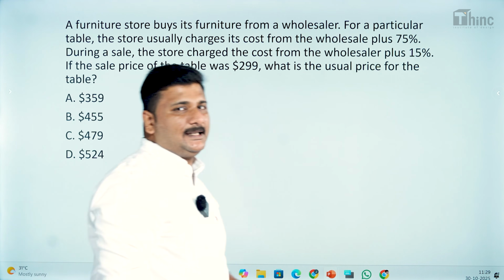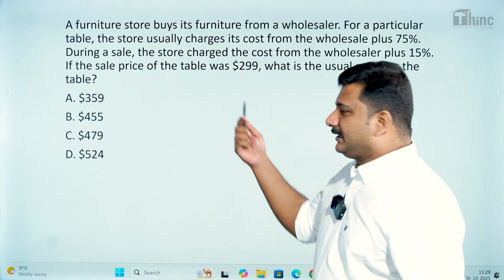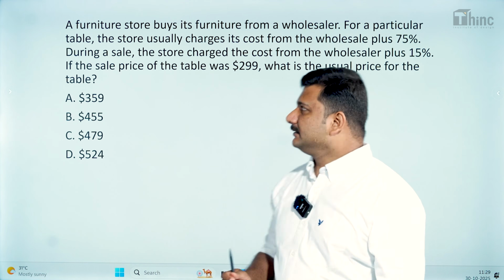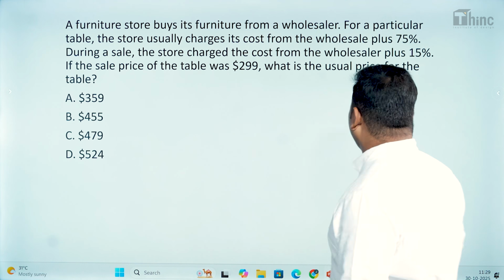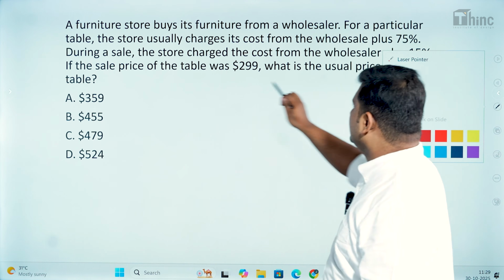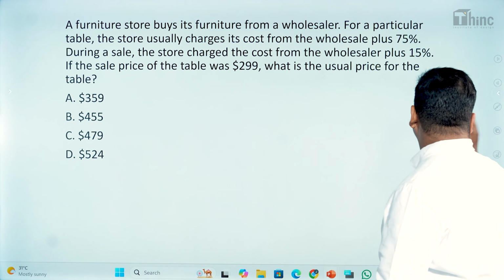Okay, so what is the question saying? There is a wholesaler and there is a furniture store also. The furniture store usually takes the furniture from the wholesaler. For a particular table, the store usually charges what? The store usually charges the cost from the wholesaler plus 75%, right?